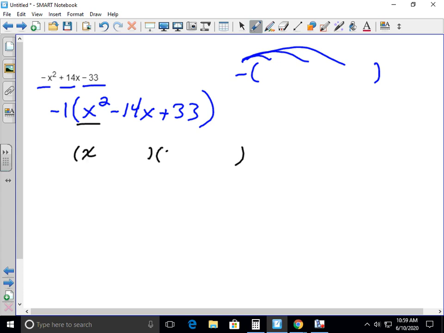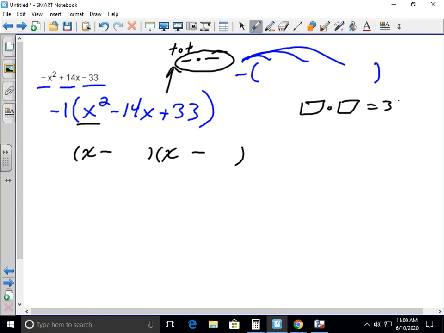X squared is x times x. Since that's positive, we either need plus plus or minus minus. And the middle term tells us we need minus minus. And then we look for what numbers multiply to make 33. And since the signs are the same, we need them to add to make 14. Well, 33 is either 1 times 33 or 3 times 11. So that doesn't add to make 14, so we must need 3 and 11.